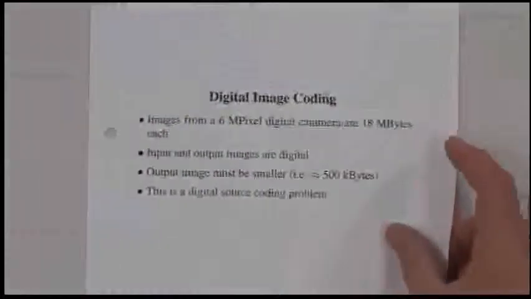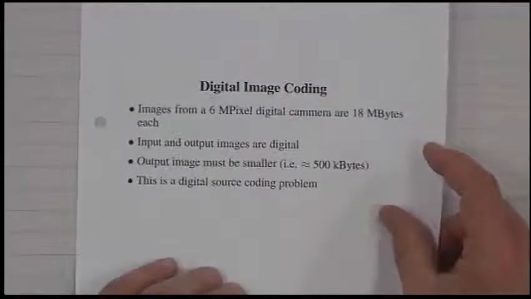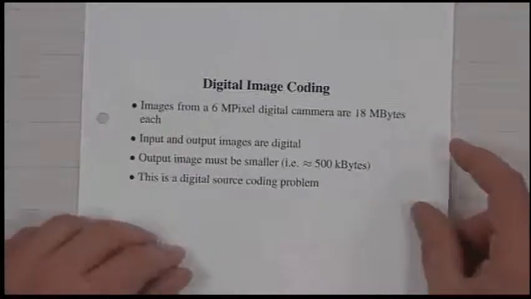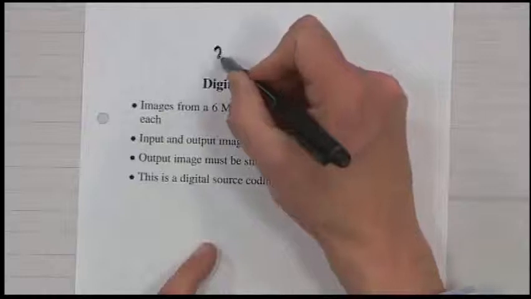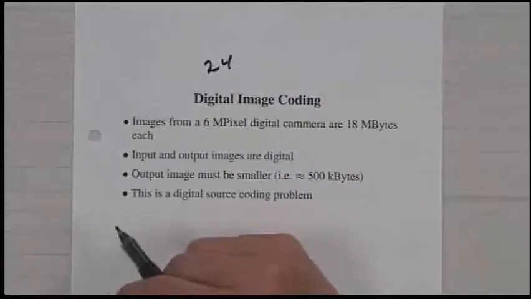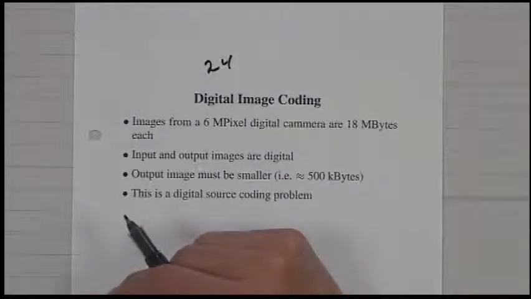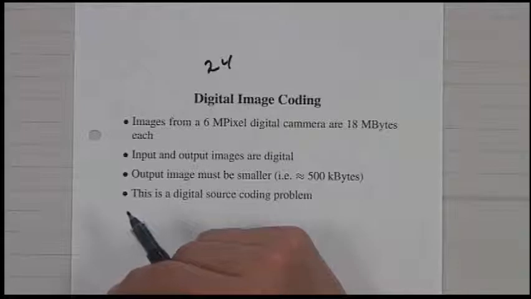This slide just says, well, you need source coding because digital images tend to be big. 6 megapixel isn't even that big anymore. I think you can easily buy digital SLRs with 24 megapixel. That's pretty common, and I'm sure they have higher resolution ones if you want to spend a lot of money.